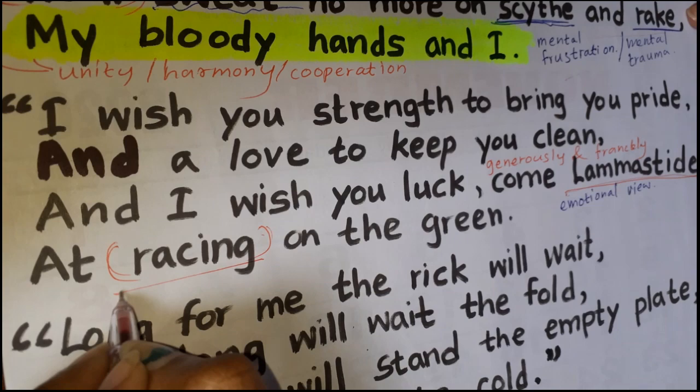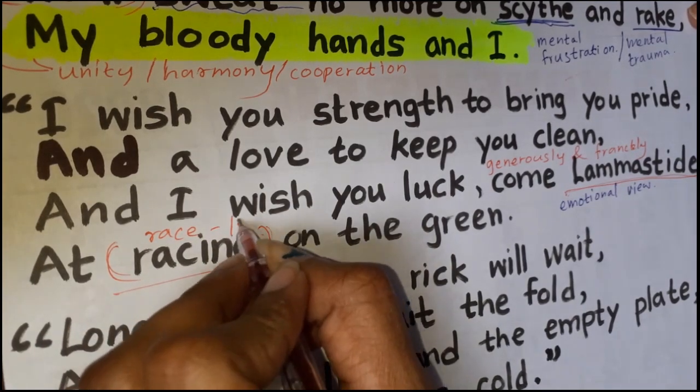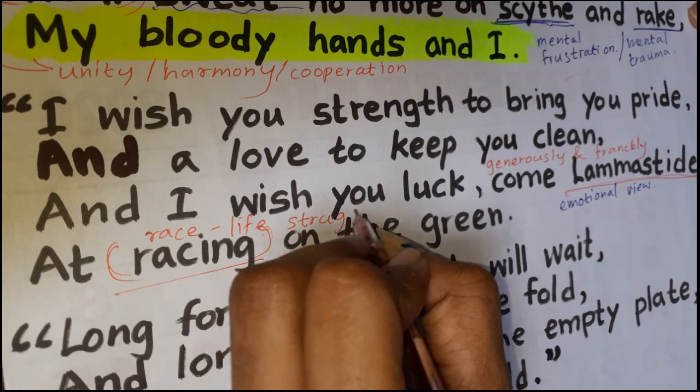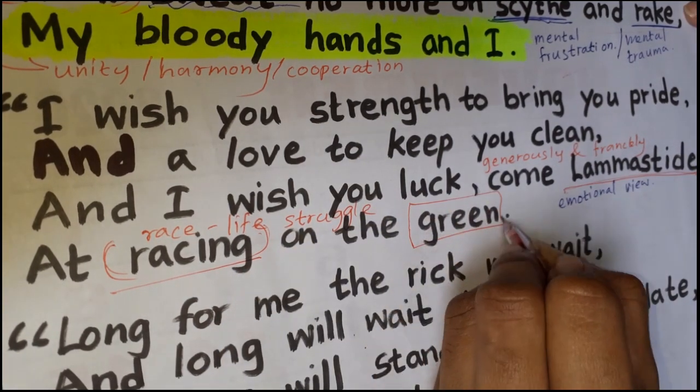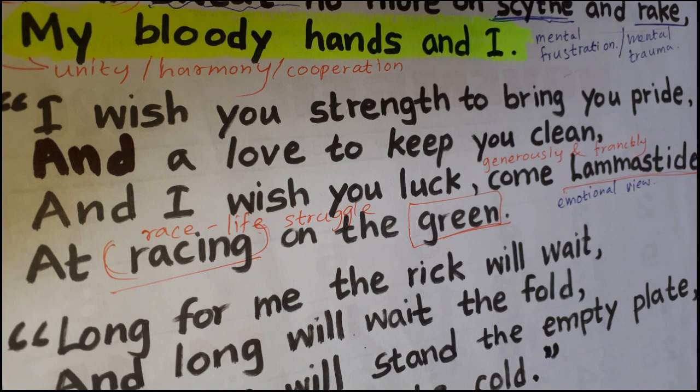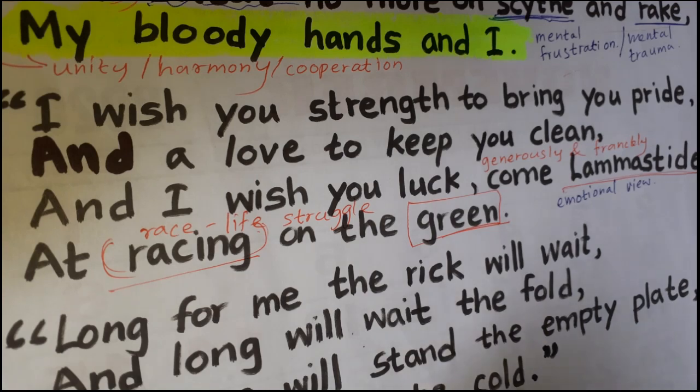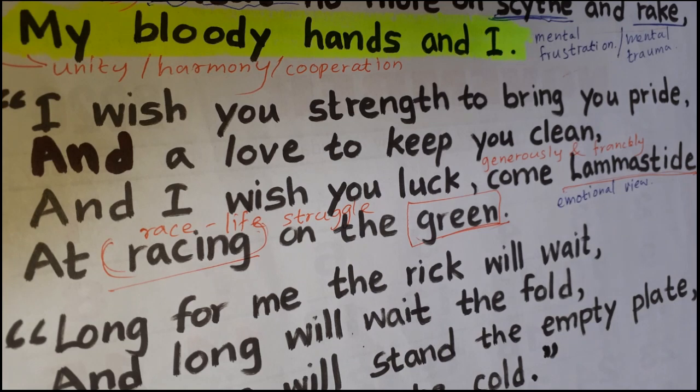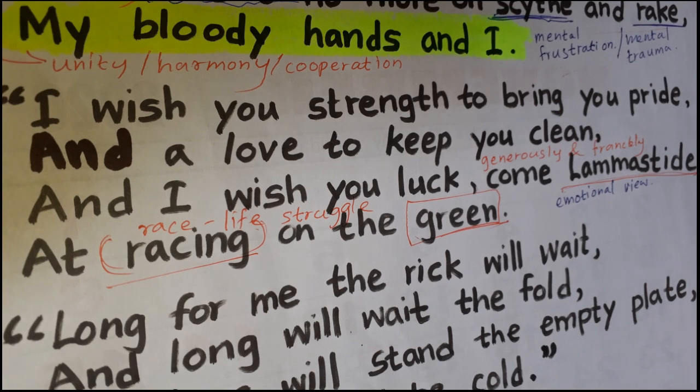And you can see, "at racing on the green." So race suggests the life struggle. Green means they belong to the greenery lands. They are farming, they are in an agricultural setting, a rural setting. So in this world, they have another world with all these greenery fields. So he is asking her to go for the winner. He wants to see her as a winner of this race, in this life struggle.